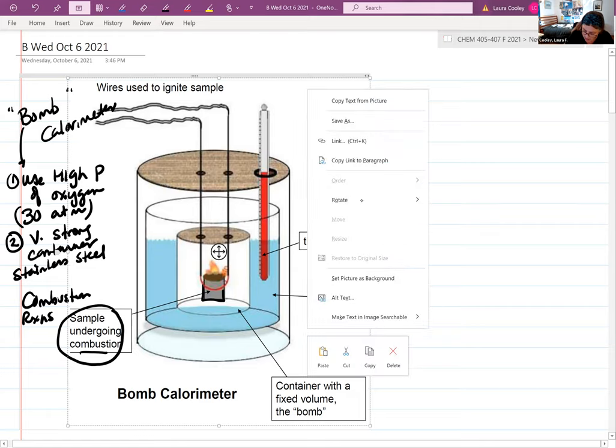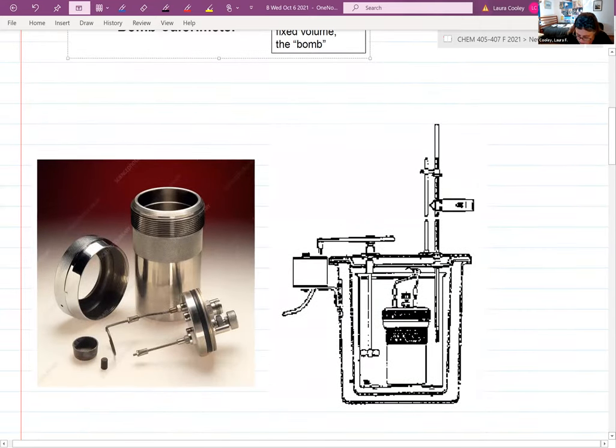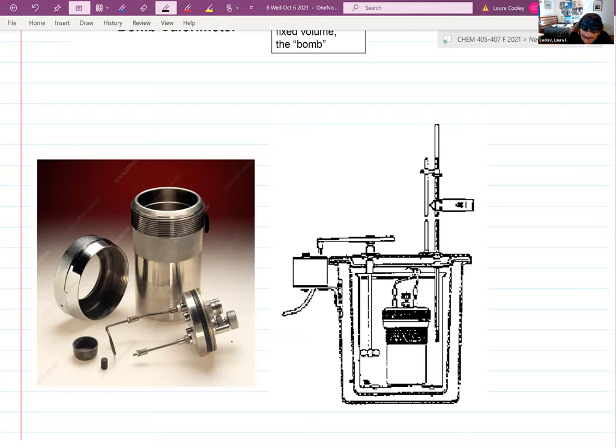Let me show you what it looks like. Here's a picture of it. So you can see there's all these threads here, right? And so you screw this on many, many times. On top, there's a valve here. If it overpressurizes, that valve opens and it releases some of the pressure. This is a little pan, a little tray that you put your sample in. And this is actually a round thing that holds the sample. You can't see it, but it's actually a circle.